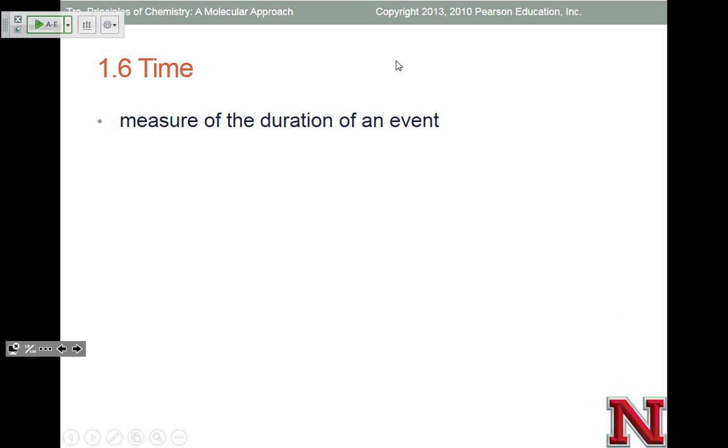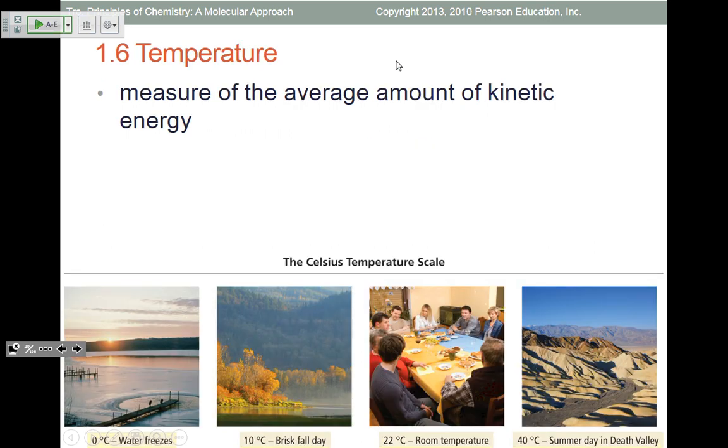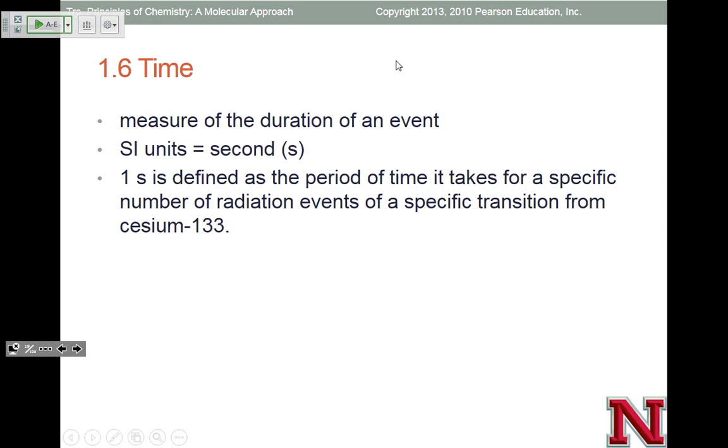Time is just the duration of an event, and seconds is what we're usually using. One second is the period of time it takes for a specific number of radiation events in cesium-133. So that's where the second comes from. And you've probably already memorized how many seconds are in a minute and all of those, but we'll still talk about those conversions. Because a reaction might take seconds, it might take milliseconds, it might take minutes. So we want to be able to do those conversions, but the SI, the standard unit, is seconds.